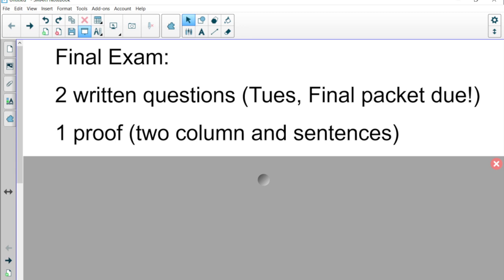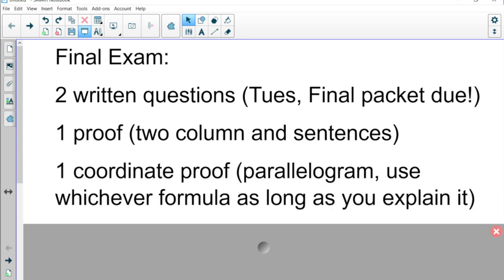2-column proof and sentences. So I've shown both ways. I want to see that you can do it both ways and write it out both ways. We'll go through a practice question here with that in just a minute, and I'll tell you strategies and all that kind of stuff. That'll be question 1. Question 2 is going to be a coordinate proof with slope formula, midpoint formula, or distance formula. It's going to be proving that something is a parallelogram. You can use whichever formula as long as you explain it. And again, we'll talk about that in a little bit.